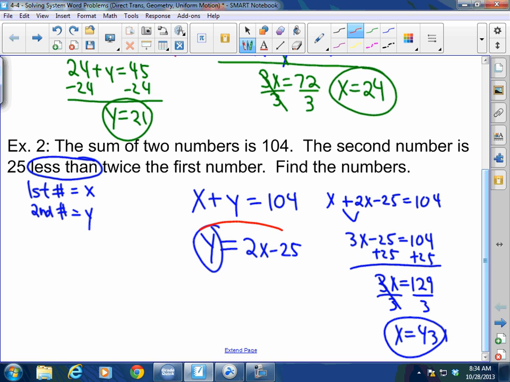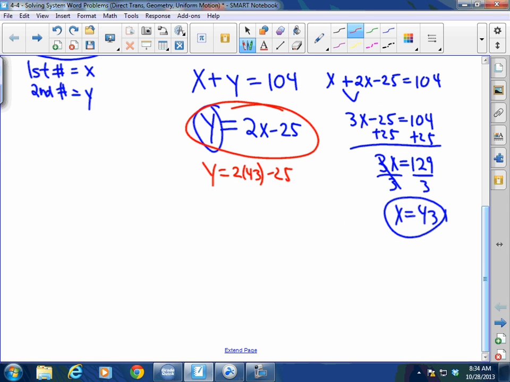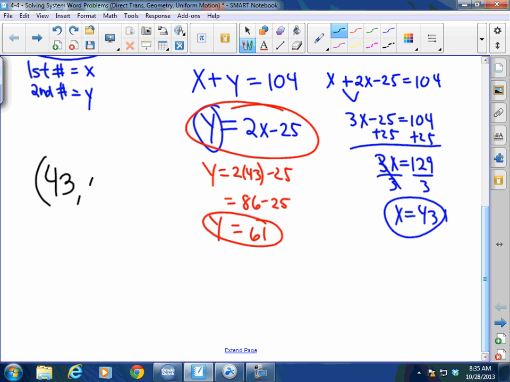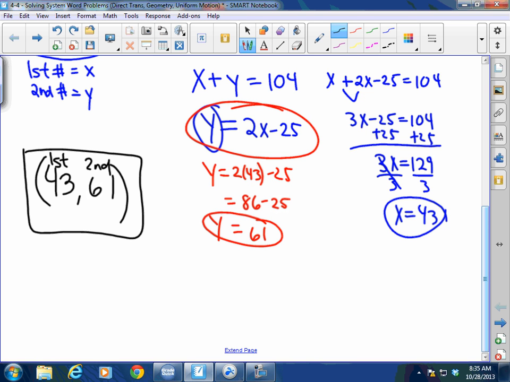equations. I would plug it into that because I'm looking for y. So y equals 2 times 43 minus 25. So y equals 86 minus 25. So y equals 61. Yep. So my solution: 43 is my first number, 61 is my second. First number, second number, and you're done.